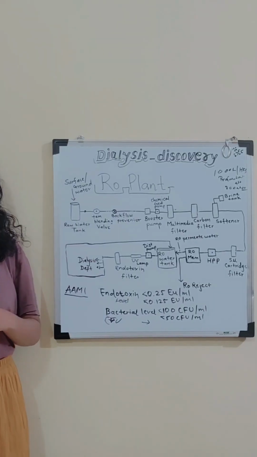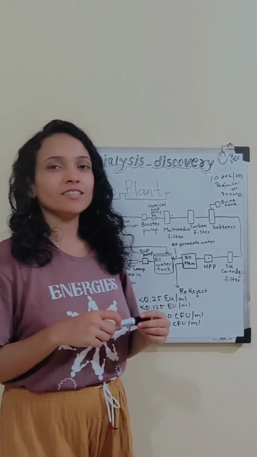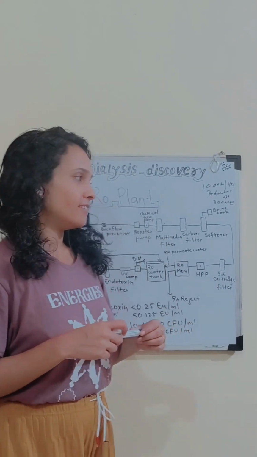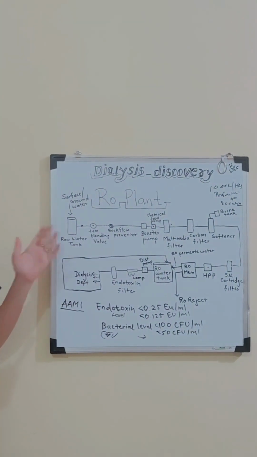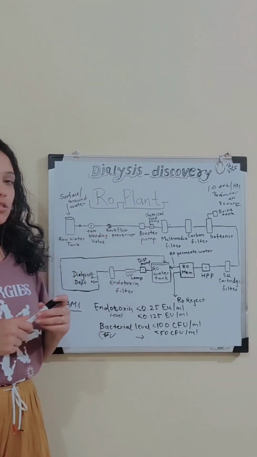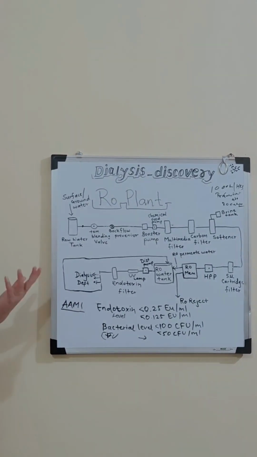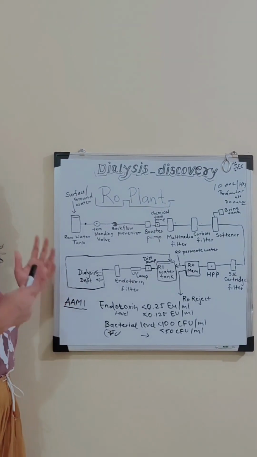So we are starting something new, and we are starting with the dialysis lecture sessions. The first lecture is RO plant in dialysis. So basically, what is RO? RO is reverse osmosis, which uses a semi-permeable membrane to remove large particles, ions, and molecules from the raw water.